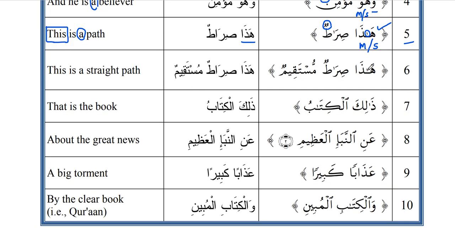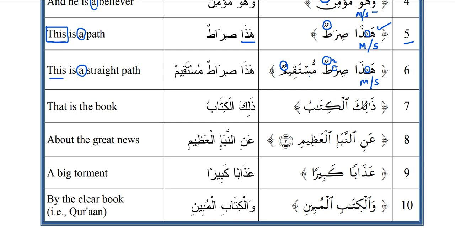Here, hadha, male singular, siratun. Now there is an alif saghira, that means we need to prolong the sound by 2 counts. Siratun nakira, mustaqimun. These both nouns have the same haraka and gender. Keep in mind. So hadha siratun mustaqimun, written in standard Arabic, and this is a straight path.